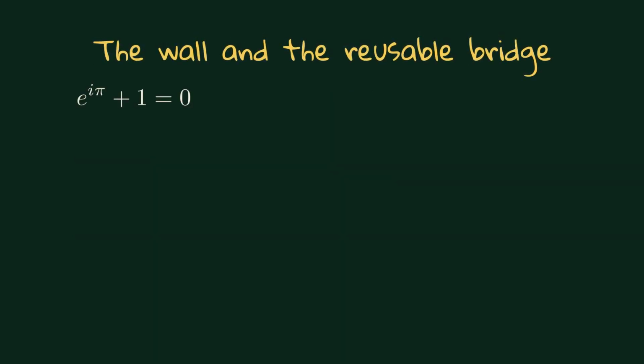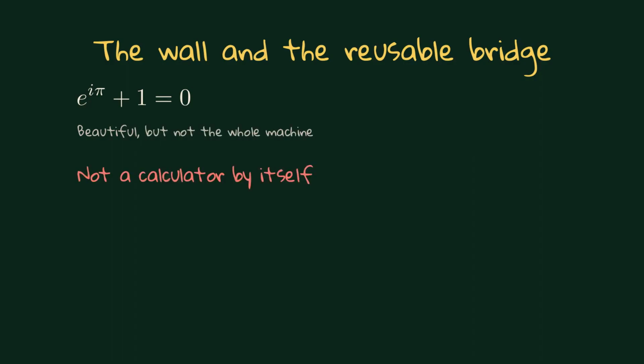But there is a wall here. Euler's identity is beautiful. It is easy to say too much about that beauty. It is not a calculator by itself. You do not use e to the i pi plus 1 equals 0 to price a bond.